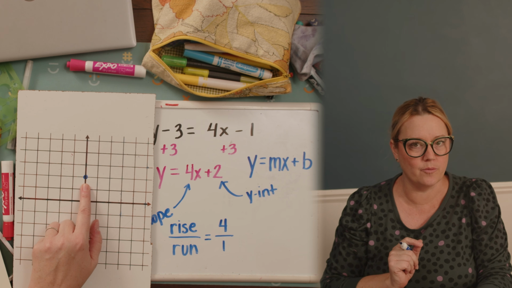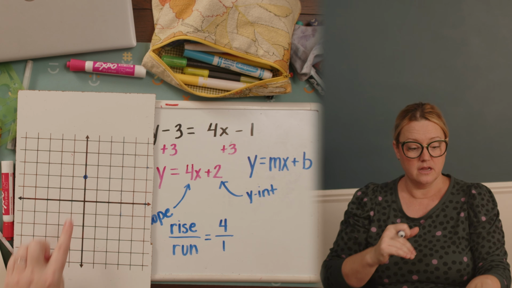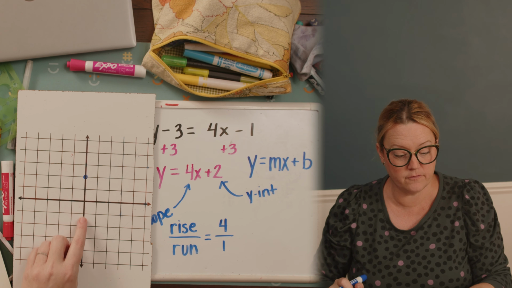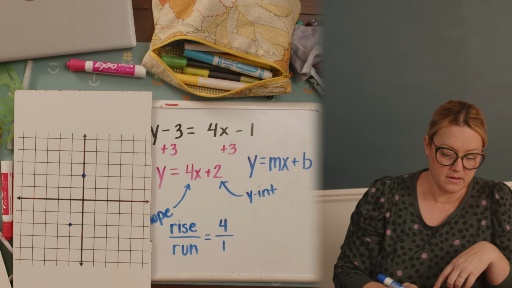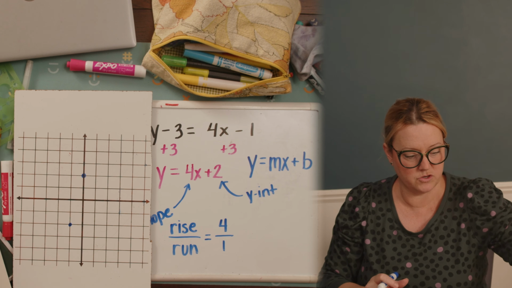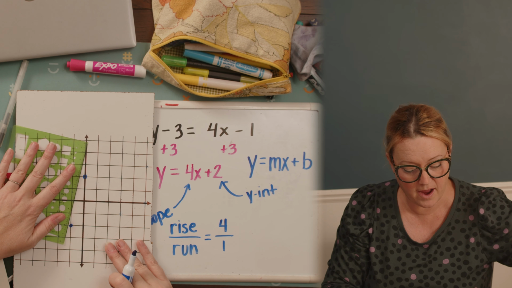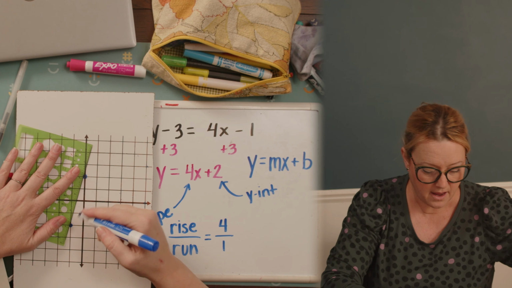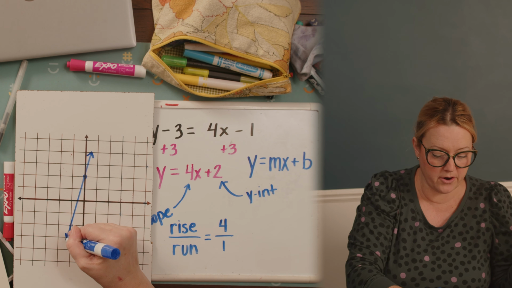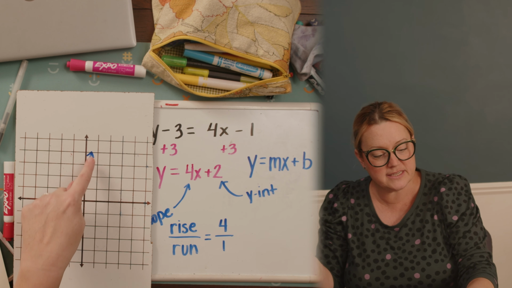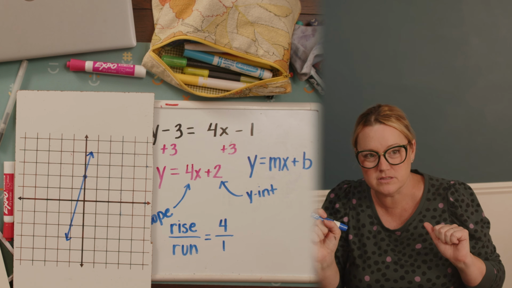Ooh, I ran out of room. But I could go backwards. I could go back down the stairs. So I'm going to go down 4 and back 1. I don't have room to do another point, but all I really need is 2 points, because now I can graph this line. Even though those are my 2 points that I marked, I know that this line is going to pass through all of those tiny intermediate points also.